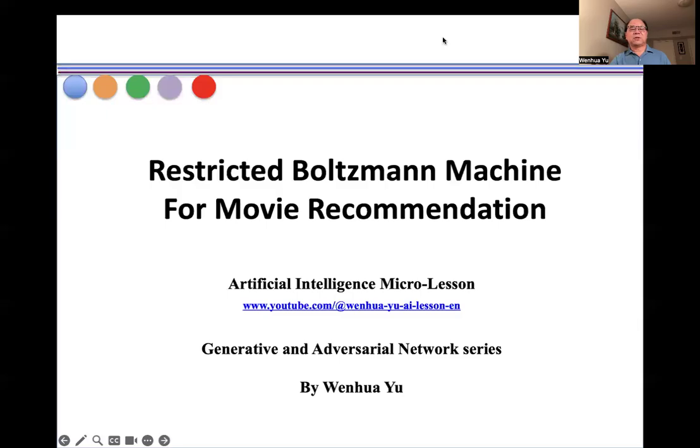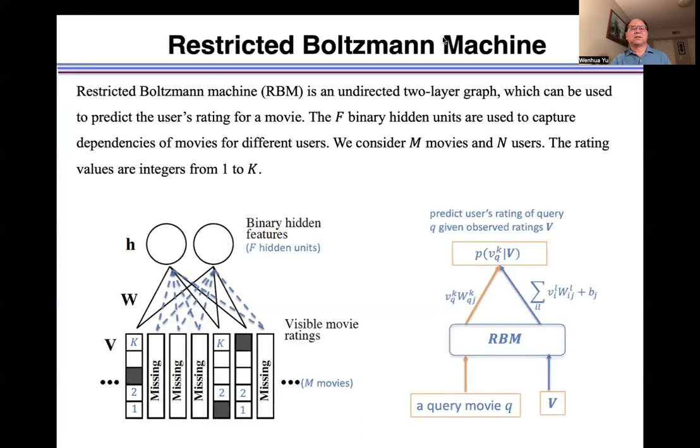In this video, I introduce a restricted Boltzmann machine for movie recommendation. A restricted Boltzmann machine is an undirected two-layer graph that consists of one hidden layer and one visible layer, which can be used to predict the user's rating for a movie.